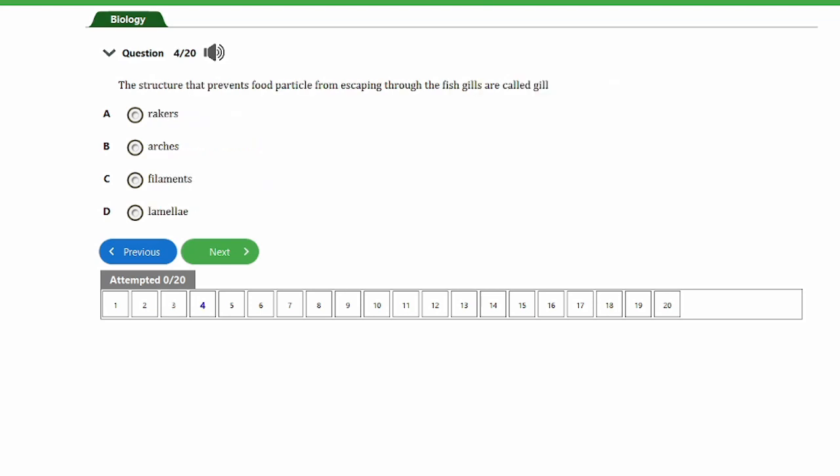Question number 4. It says, the structure that prevents food particles from escaping through the fish gills are called gill A. Rakers, B. Arches, C. Filaments, D. Lamella. So guys, the answer to this question is option A, and that's rakers. Let's look at the next question.